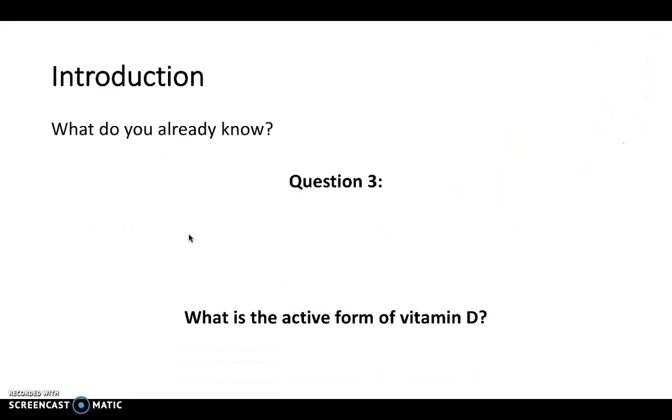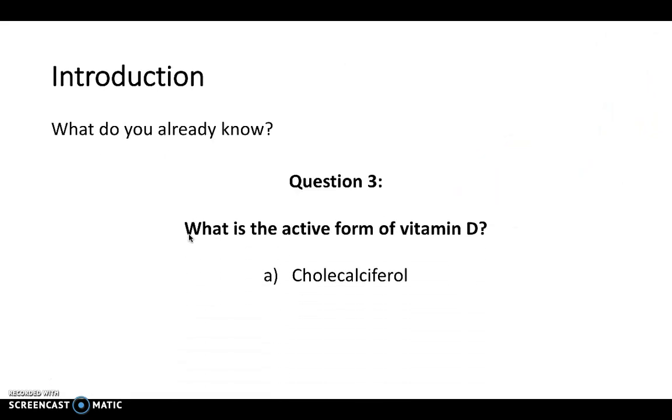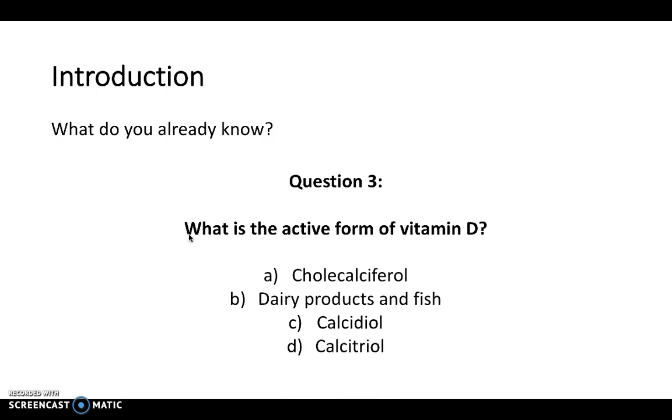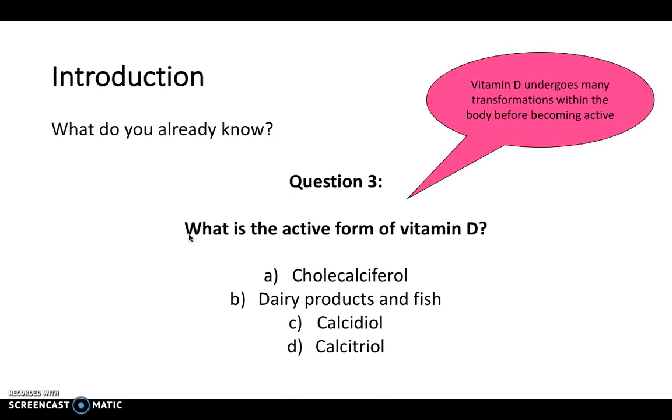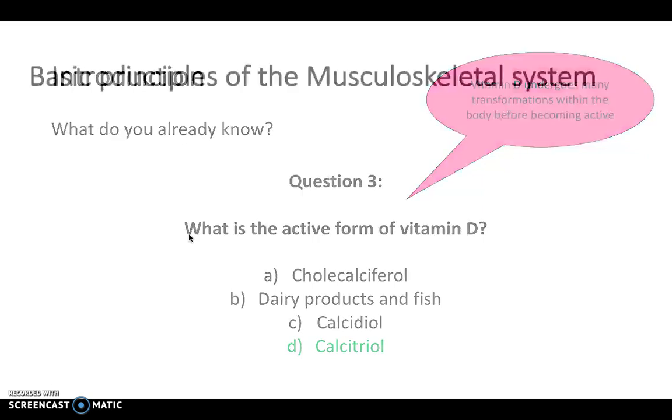And question 3. What is the active form of vitamin D? The reason I've put this question in is because many students get these terms mixed up, as there are lots of terms when understanding the transformations that vitamin D goes under. But calcitriol is actually the active form of vitamin D, and the other answers that you see here are different forms of vitamin D that are inactive in this pathway to creating active vitamin D.